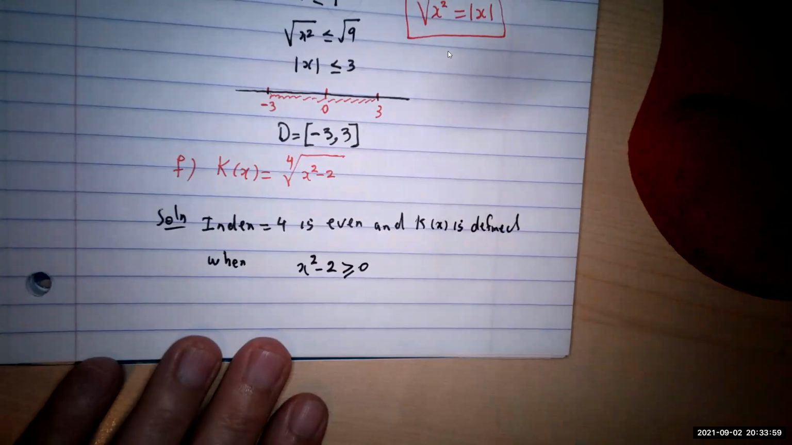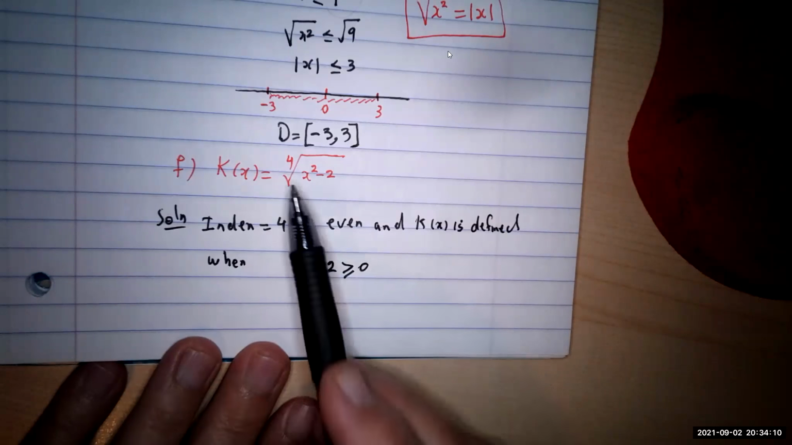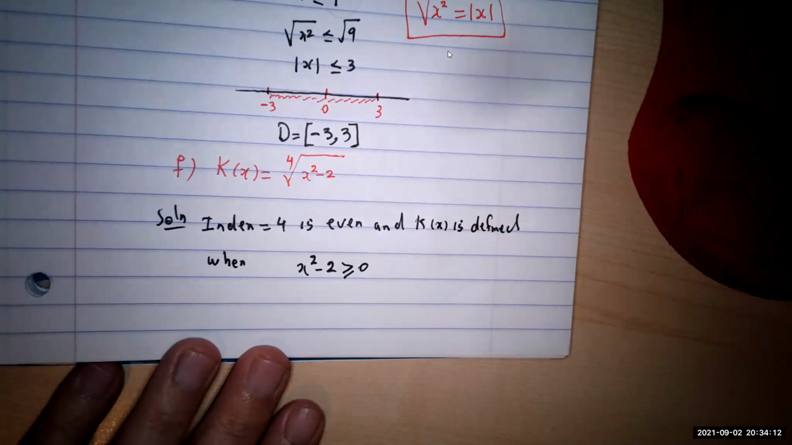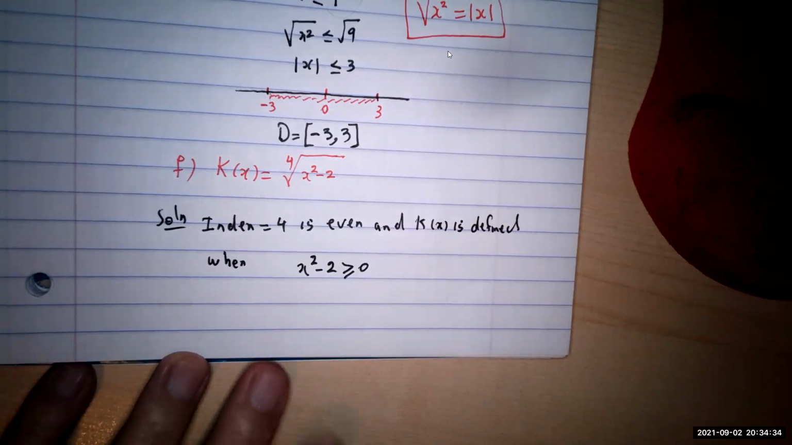What happens if the index is an odd number again? When it's odd, we have nothing to worry about. Because if it's odd, we can take the odd root of any number. So the domain is all real numbers. For example, cube root of 8 would be 2. Cube root of negative 8 would be negative 2. Cube root of 0 would be 0. But when it's even, you are in trouble. Radical negative 4 doesn't make sense. So that's why I put the even index first.